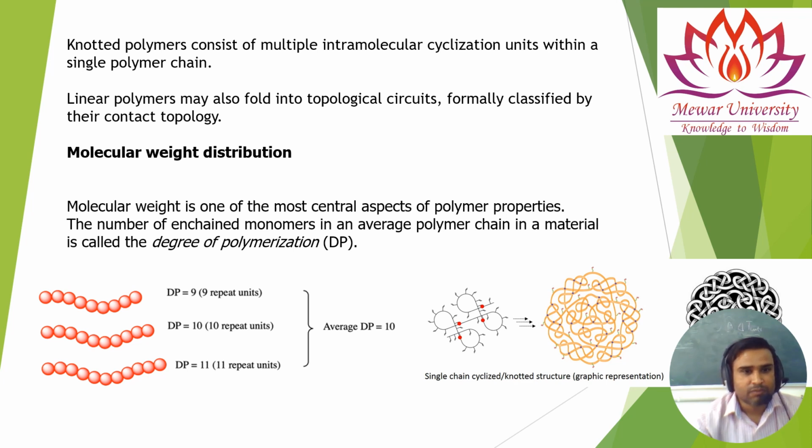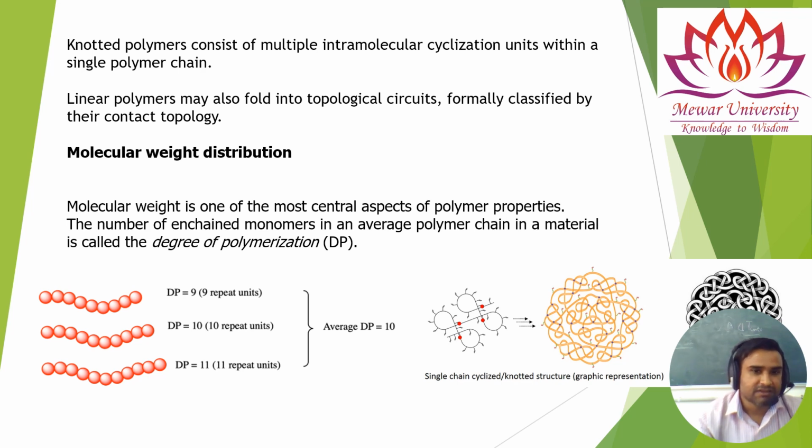And the next is molecular weight distribution. Now, how will we come to know how the molecular weight in a polymer is distributed? Molecular weight is one of the most central aspects of polymer properties. The number of repeat monomer units in an average polymer chain in a material is called the degree of polymerization. So you can read this definition. This is a material, you can see in the picture, DP.